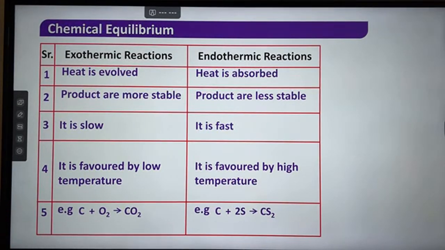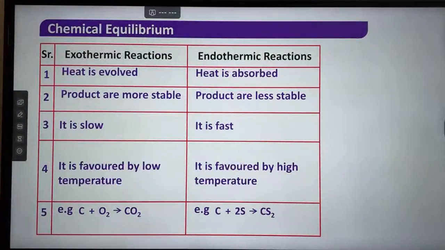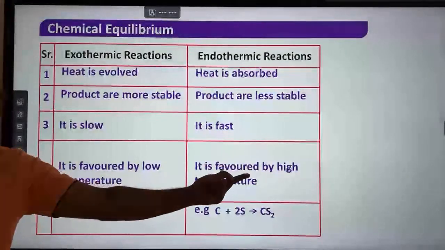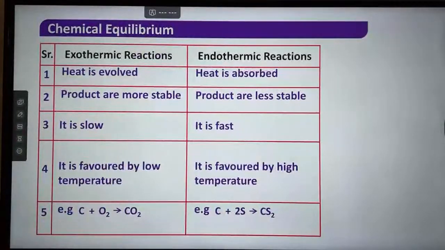Chalo, favorable at low temperature, favorable at high temperature. I will discuss this thing again when we talk about Le Chatelier's principle. Because this reaction requires energy, high temperature is favorable. Since this reaction is giving off energy, low temperature is favorable. So just copy down this one, then we'll move on. Comparison between endothermic and exothermic.